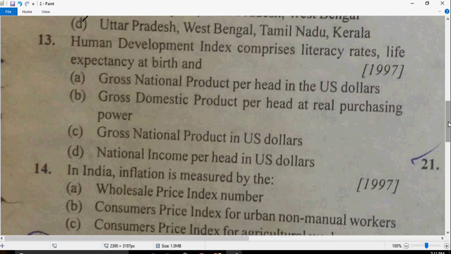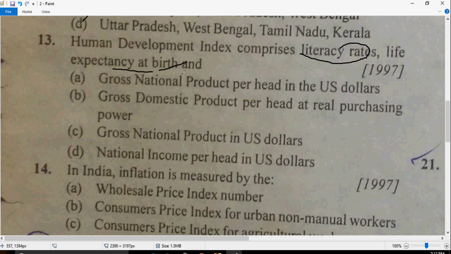Now, the Human Development Index comprises literacy rate, life expectancy at birth, and a third one, what is that? Firstly, let me clarify: the Human Development Index measures achievement in terms of life expectancy first, literacy second, and third, adjusted real income, that is, standard of living.